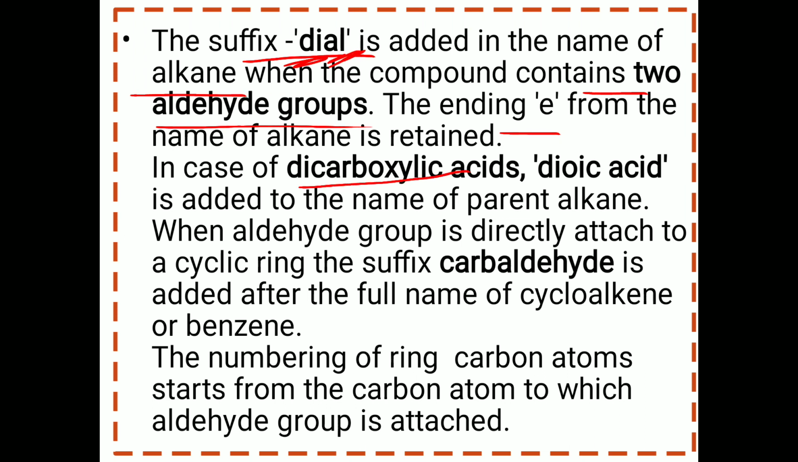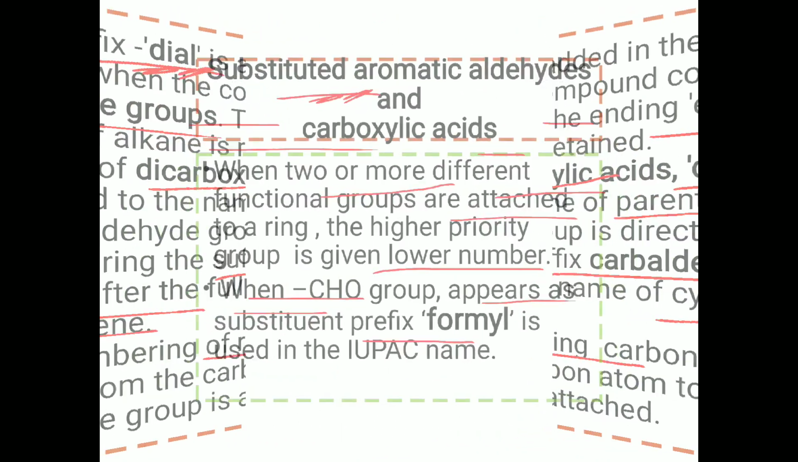But in case of dicarboxylic acid, that is it contains two carboxylic groups, the suffix dioic acid is added in the name of the parent alkane. When the aldehyde group is directly attached to the cyclic ring, then we have to use the suffix carbaldehyde, and it is added after the full name of the cycloalkane or the benzene. The numbering of the ring carbon atoms starts from the carbon atom to which the aldehyde group is attached.